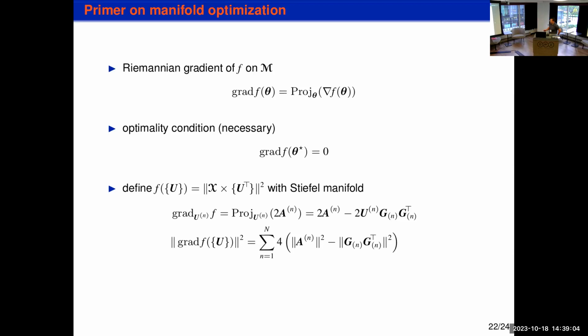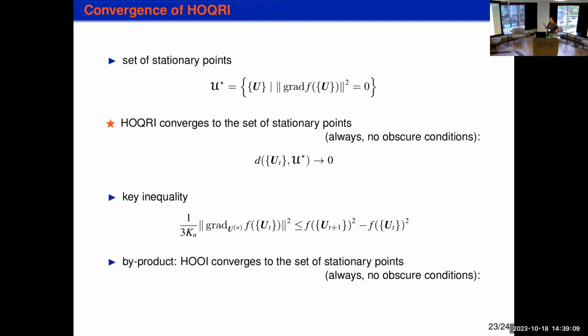And the claim, eventually, is that HOQRI, our method, always converges to a stationary point. So the distance between the sequence and the set of stationary points goes to zero. And no additional constraints, right? It's just always true. You don't have any non-degeneracy condition or anything. And the key inequality, right?